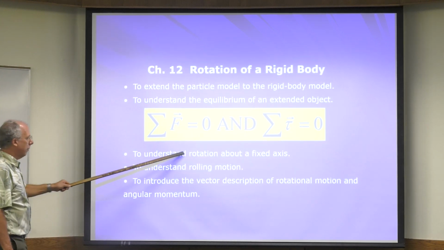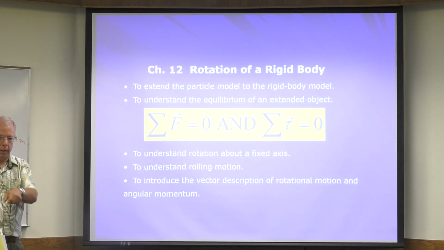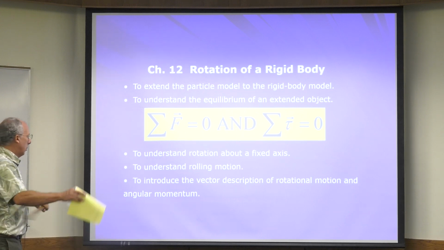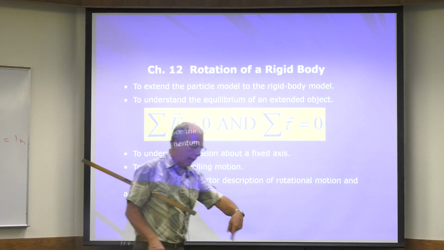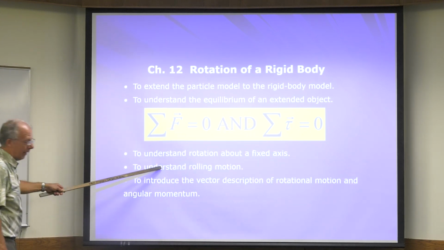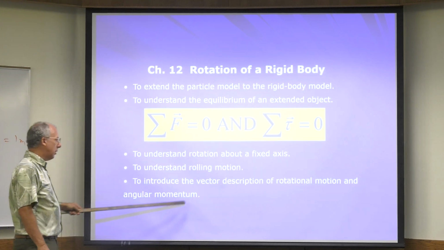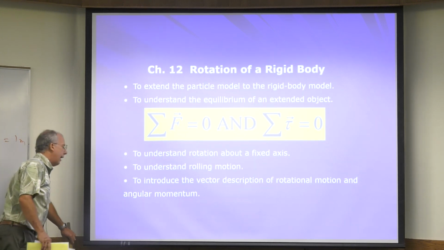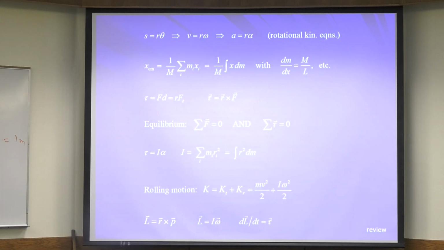To understand rotation about a fixed axis, so I'm just standing with a wheel that's rotating. To understand rolling motion, so now the wheel is moving along as it rotates. So two types of kinetic energy, right? To introduce the vector description of rotational motion and angular momentum. So a lot of equations in this chapter.